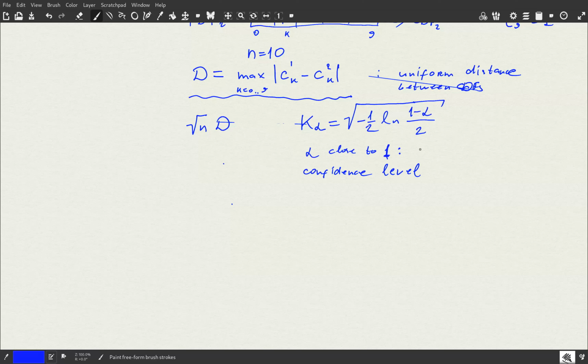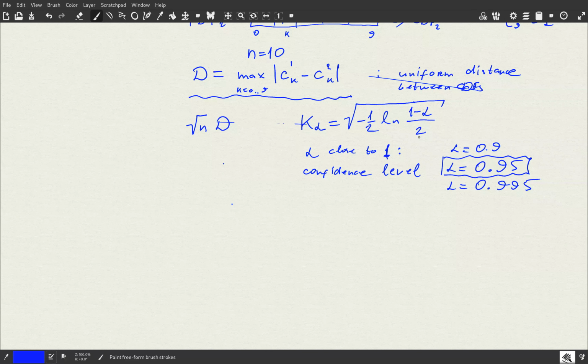Okay, so alpha is close to one, the confidence level. Typically, we would say alpha is 0.95, or sometimes 0.995. Maybe we can begin with 0.95. Sometimes we take alpha 0.9, but I wouldn't recommend it. Let's start with 0.95, for example.